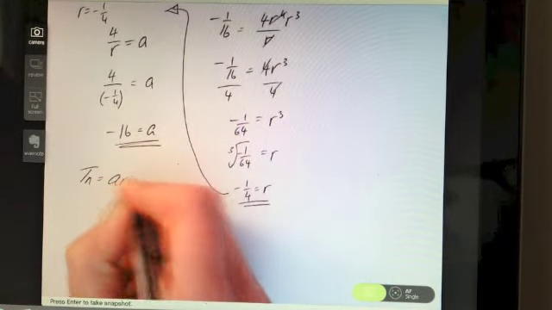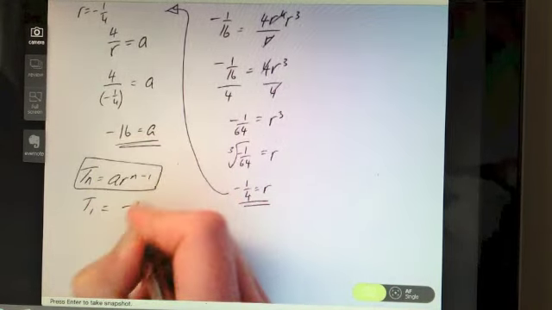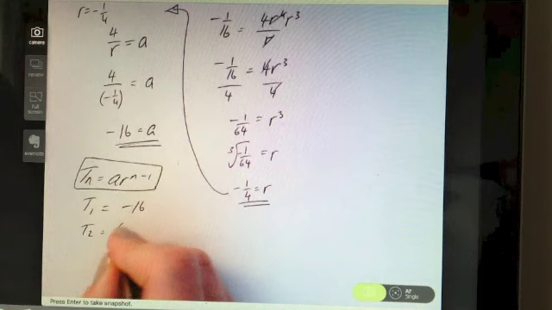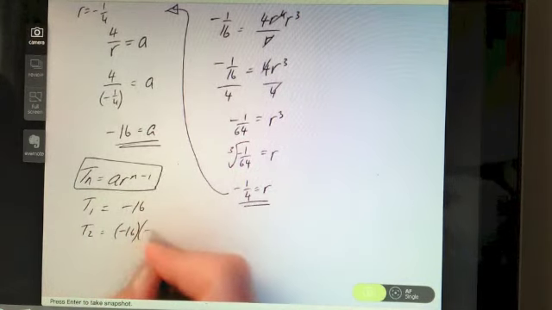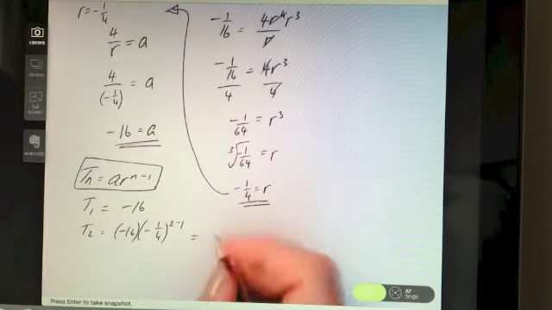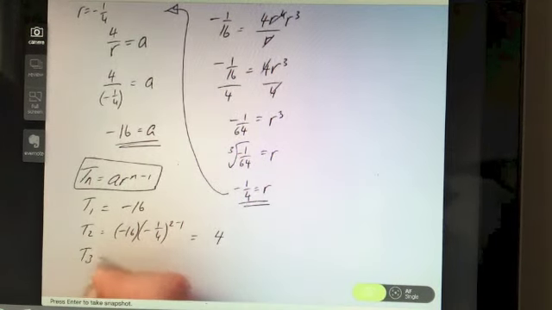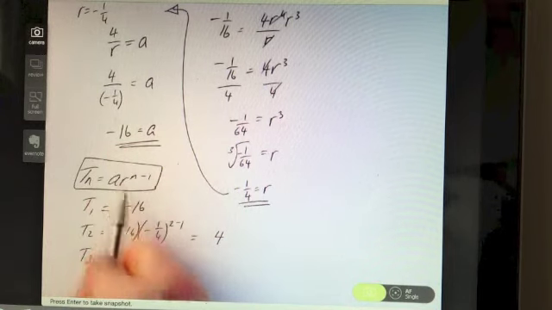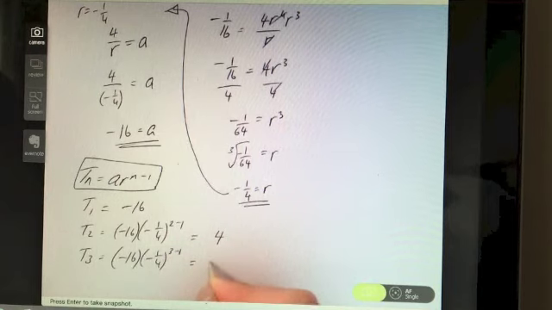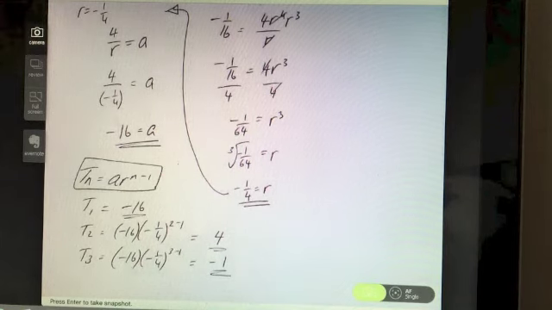So again, back to this. First term, well, the first term is always A, so I've got that already, minus 16. The second term is going to be A, which is minus 16, times R, which is minus 1/4, to the power of n minus 1, so to the power of 2 minus 1, which works out to be 4. And the third term is, of course, A, which is minus 16, times R, which is minus 1/4, to the power of 3 minus 1, which works out to be minus 1. So there, your first 3 terms of the sequence.